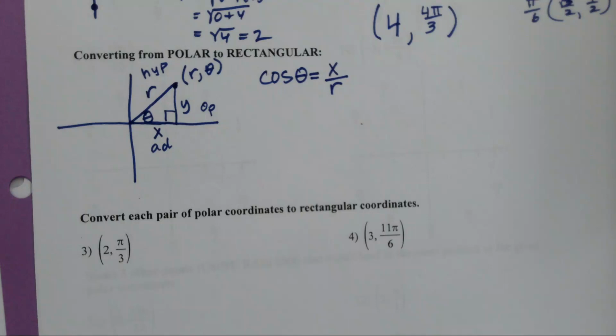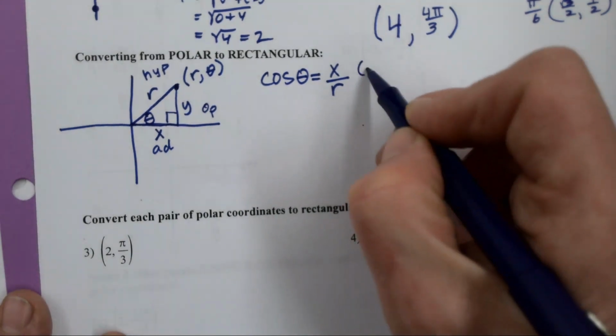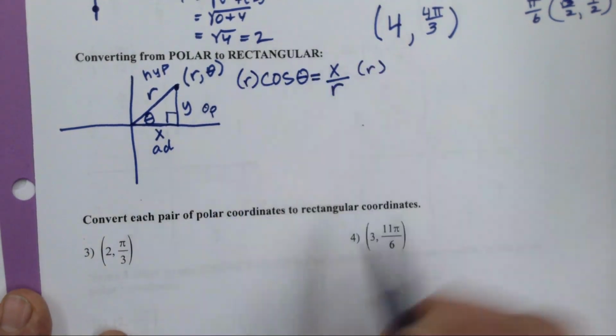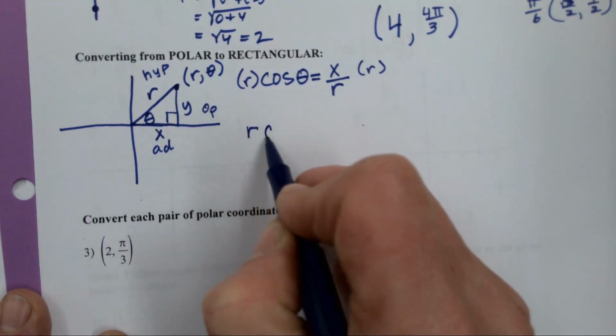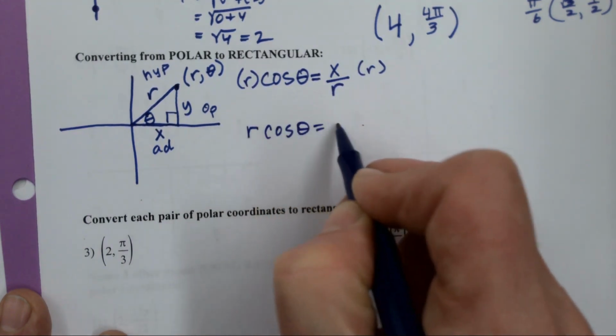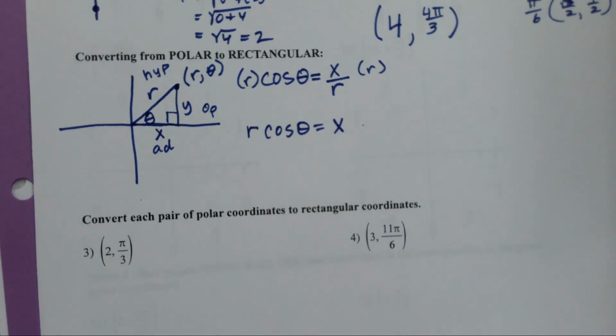Good? How do I get x alone? Multiply by r. So r cosine theta will give me x. Done. Figured out my conversion.